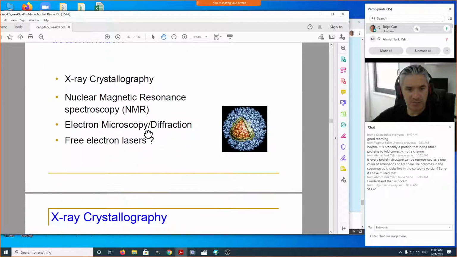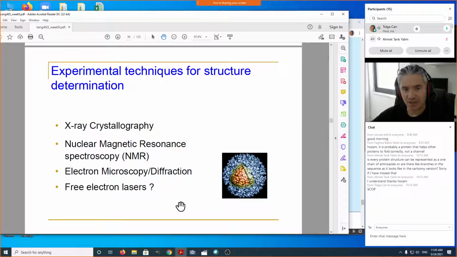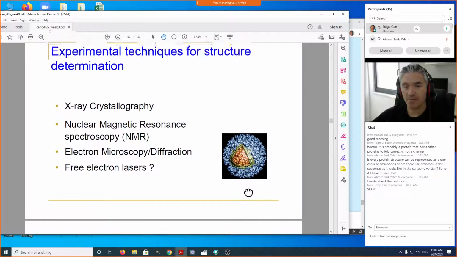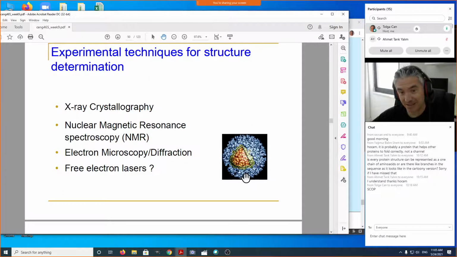I'm going to skip these experimental techniques for structure determination. I mentioned some of them already. You may have X-ray crystallography, nuclear magnetic resonance. These are experimental methods to determine the protein structure. And many of them are indirect methods. We cannot visually see the protein structure and photograph it like this.